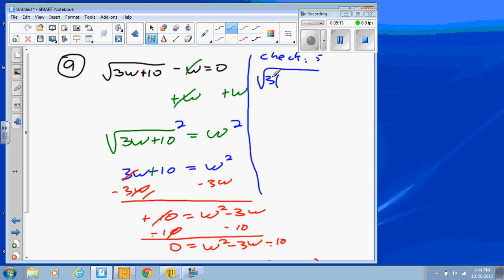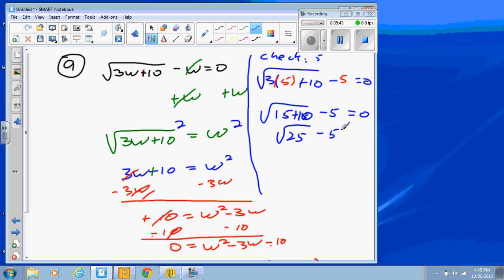So the square root of 3 times 5 plus 10 minus 5 equals 0. I changed the w's to 5, and that gives me the square root of 15 plus 10, minus 5 equals 0. The square root of 25 minus 5 equals 0. 5 minus 5 equals 0. That checks. So one of my solutions is 5. So 5 is one solution.